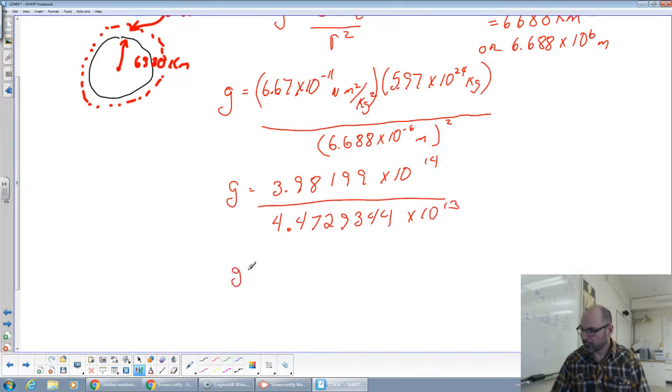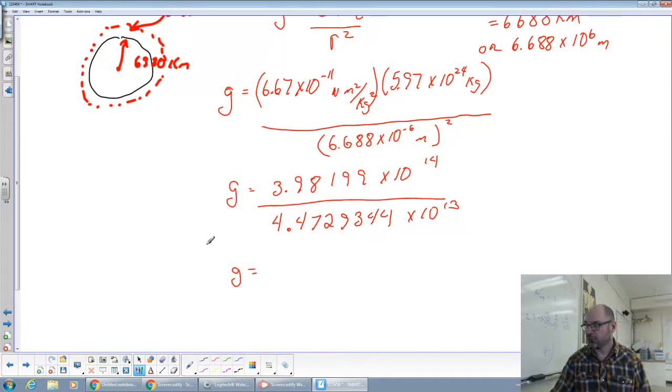Okay, so then our gravitational field strength of this particular one, 3.89199 to the power of 14 divided by 4.472. Notice no rounding at all here, otherwise we'll have errors. Okay, so I end up getting 8.90.